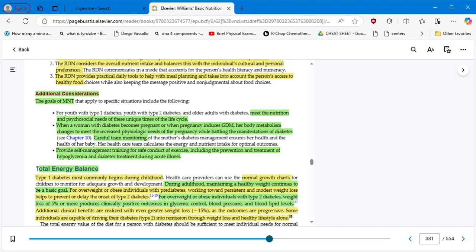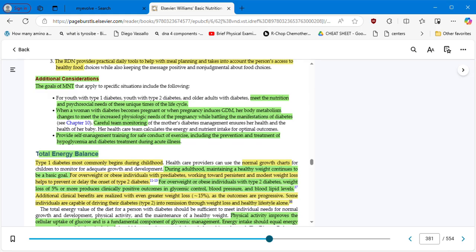Additional considerations: the goals of the medical nutrition therapy are to meet the nutrition and psychological needs of these unique times of the life cycle, when a woman with diabetes becomes pregnant or when pregnancy induces gestational diabetes. Her body metabolism changes to meet the increased physiologic needs of the pregnancy while battling the manifestation of diabetes. Careful team monitoring is important, and providing self-management training for safe conduct of exercise, including the prevention and treatment of hypoglycemia and diabetes treatment during acute illness.